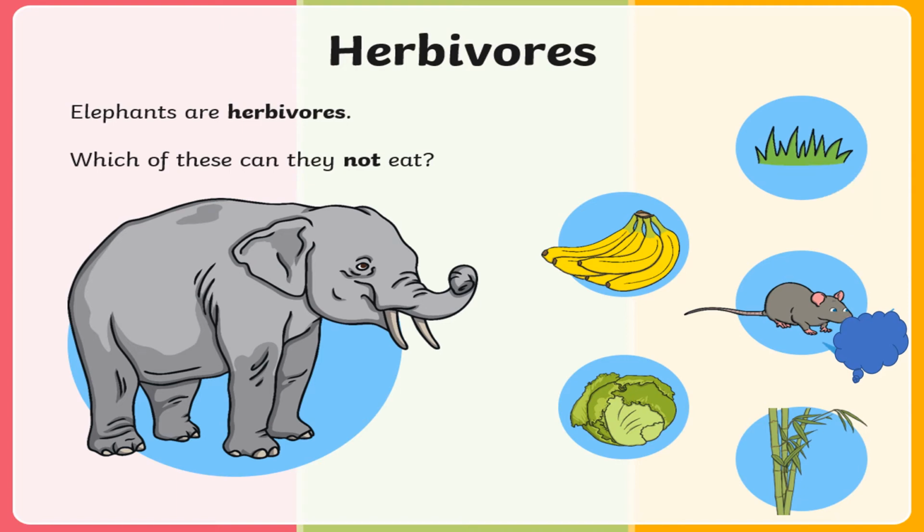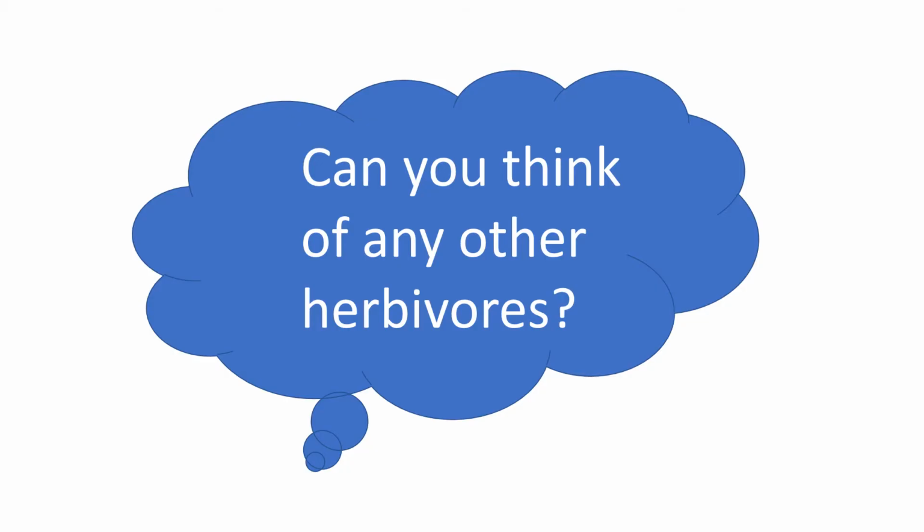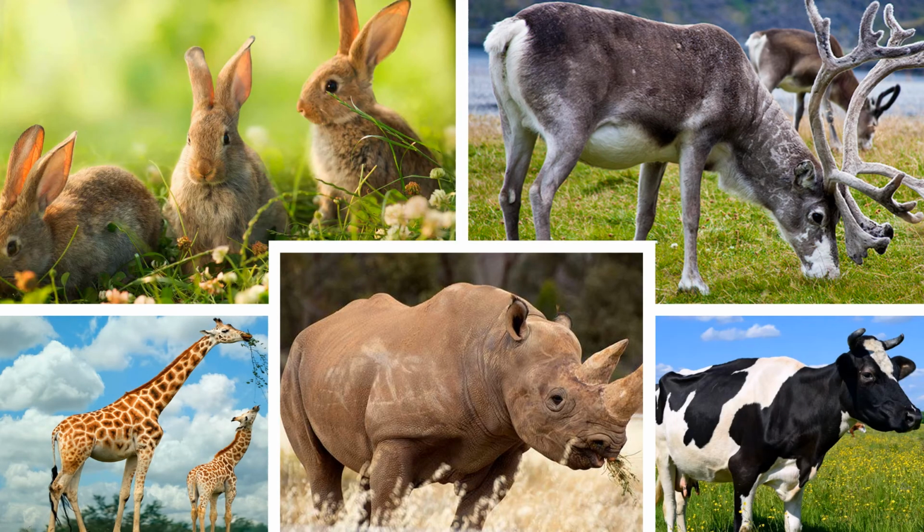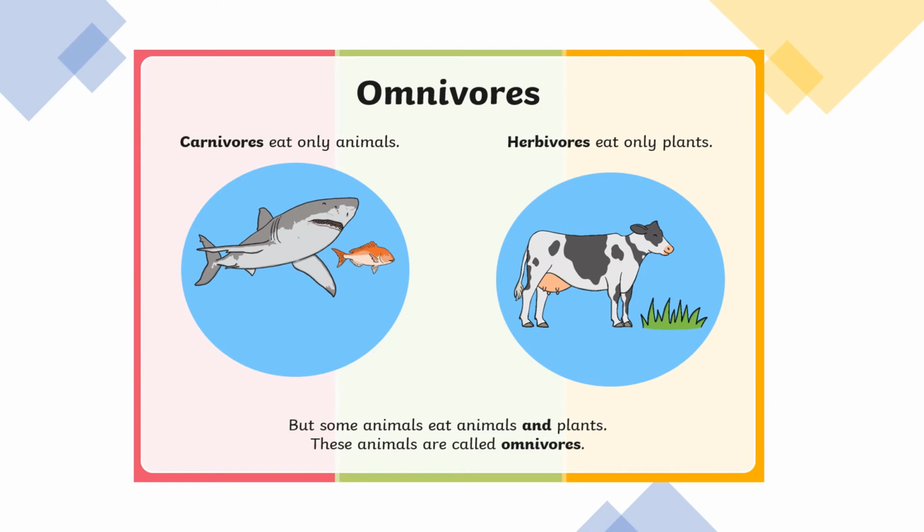Well done, year 1. They don't eat mice because mice are meat. They only eat plants. With your adult, can you think of any other herbivores? Well done, everybody. Have a look at the pictures on the slides. These are all other animals that are herbivores and only eat plants. Giraffes, rabbits, reindeer, cows and rhinoceroses.